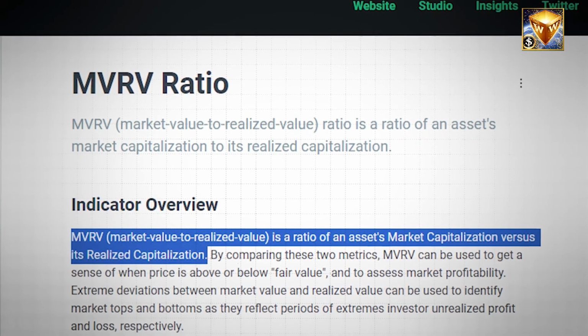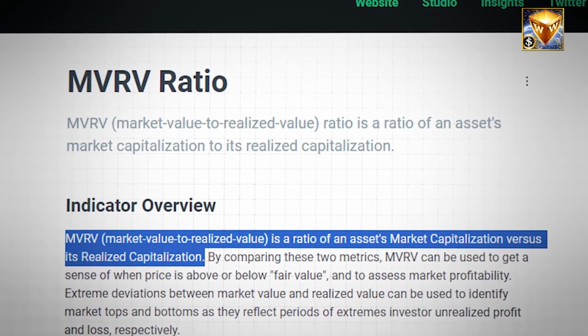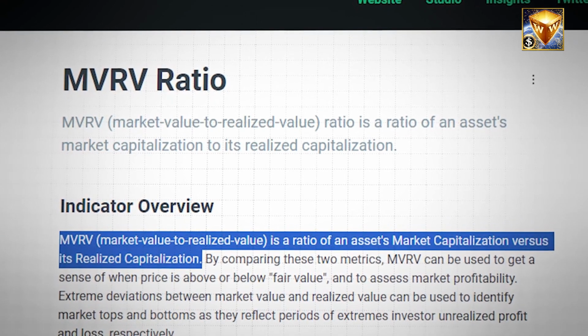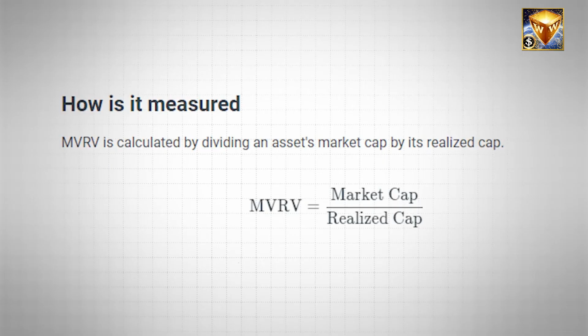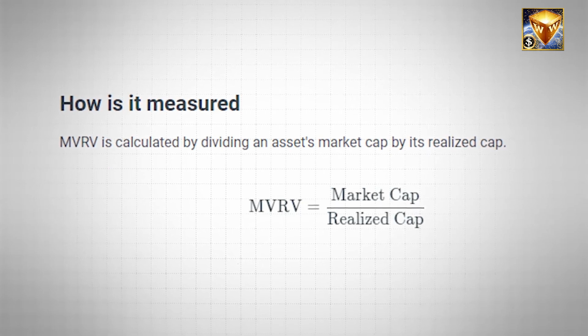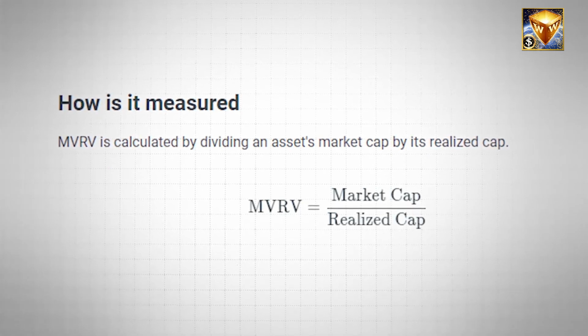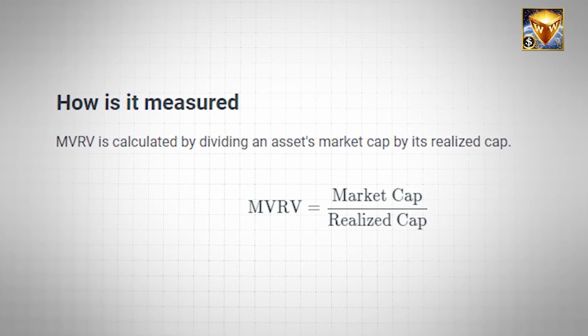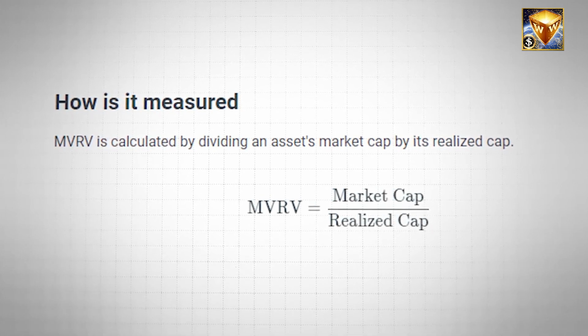Now next up, we have the market value to realized value, or MVRV indicator for short. Think of this indicator as a thermometer for how heated the market is about a particular cryptocurrency. Here's how it works. MVRV compares the current market price of a cryptocurrency to its real value, what it was worth when it was last moved on the blockchain.